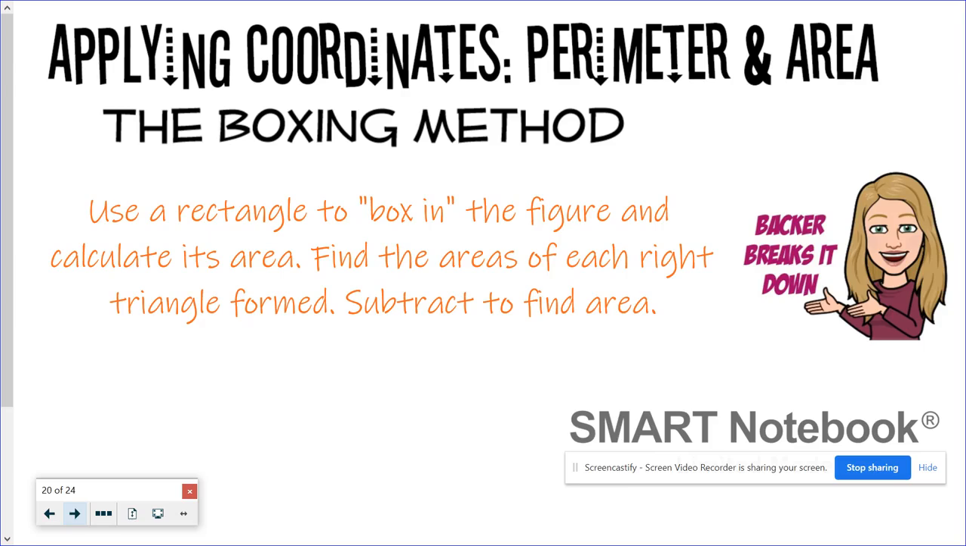So for the boxing method, we start by using a rectangle to box in the figure, and we calculate the area of the rectangle. And then we find the areas of each right triangle formed, and we subtract these from the area of the rectangle to get our final answer.